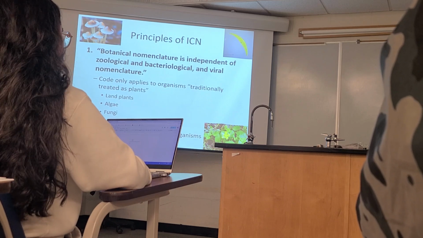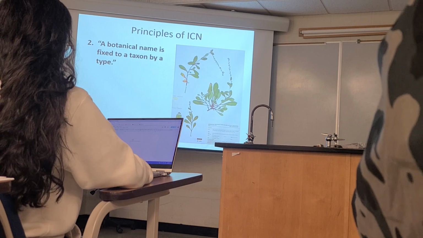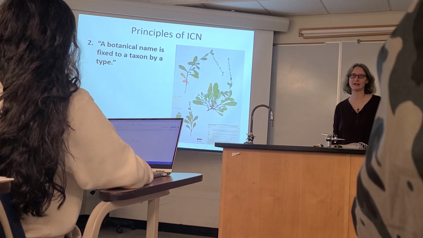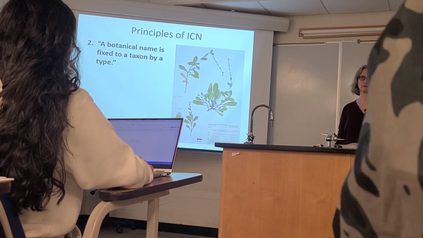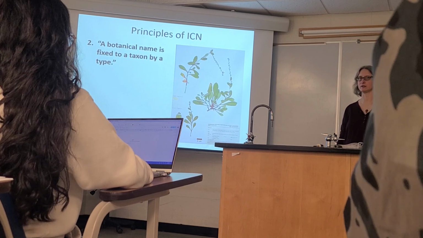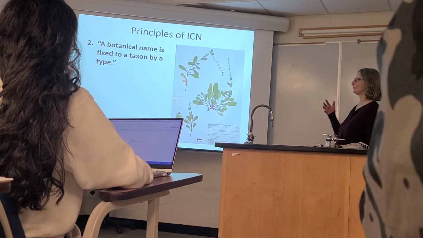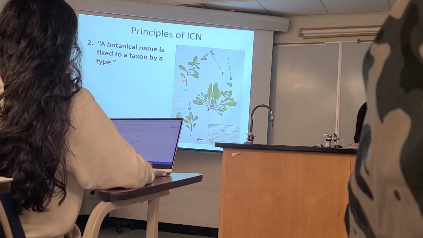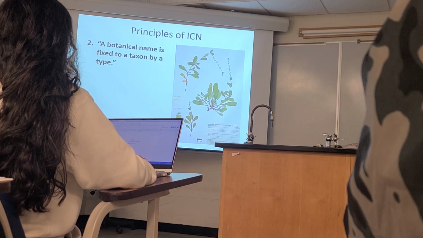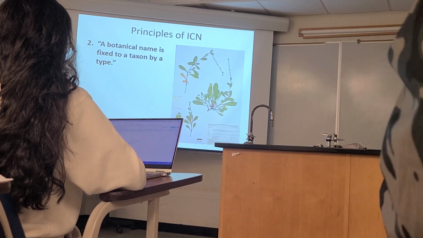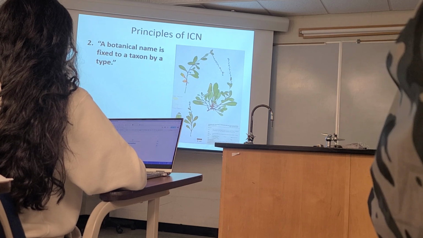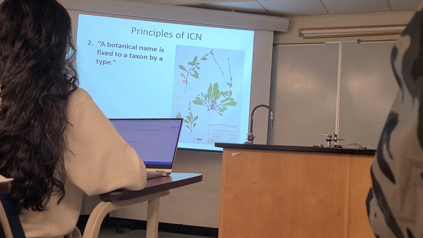Okay, number 2. A botanical name is fixed to a taxon by a type. First time you read that, you kind of look at that like, what in the world are they talking about? Okay. First thing you're going to have to understand is what a type is. Anytime somebody names a new plant, they had to have been looking at something originally, a plant that they found, to describe it, right?